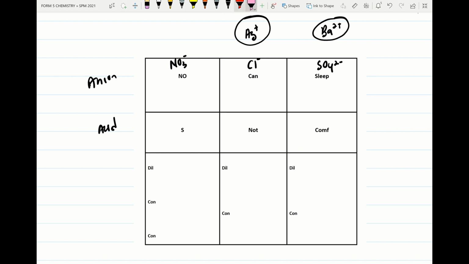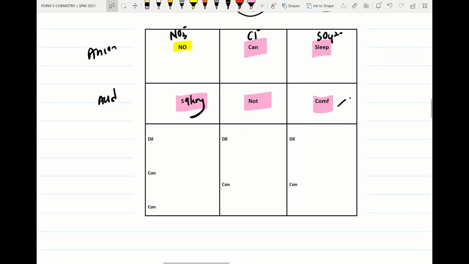So how to memorize this? No salary cannot sleep comfortably. Please remember: no salary cannot sleep comfortably. For nitrate ion, please take the acid that starts with S, sulfuric. So we need to add dilute sulfuric acid.